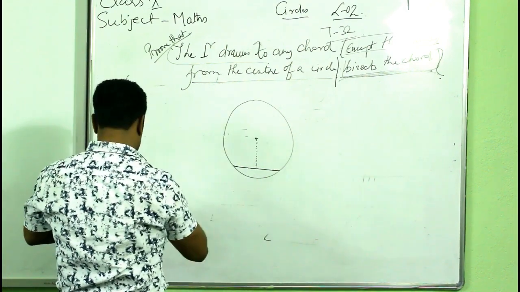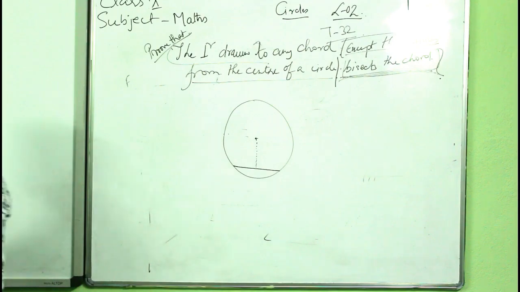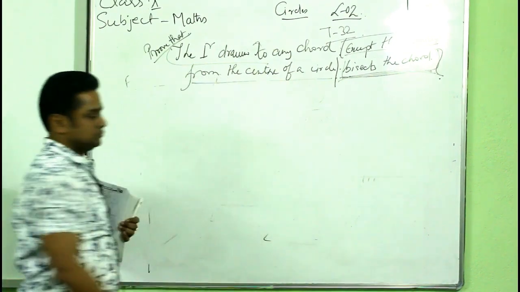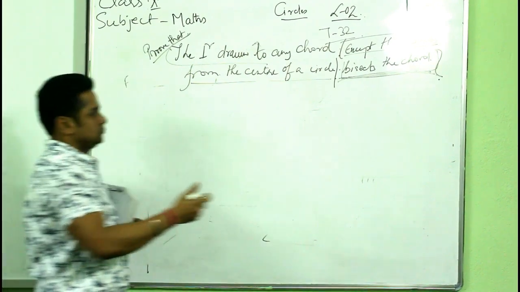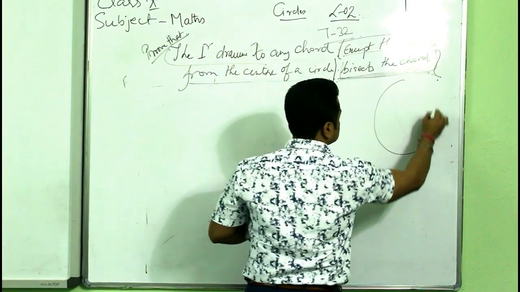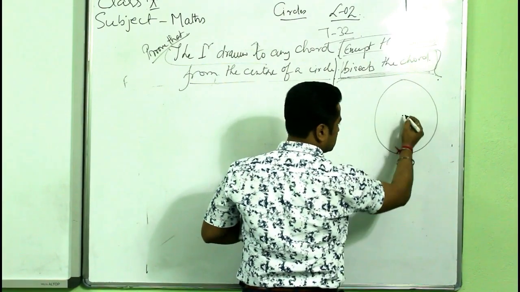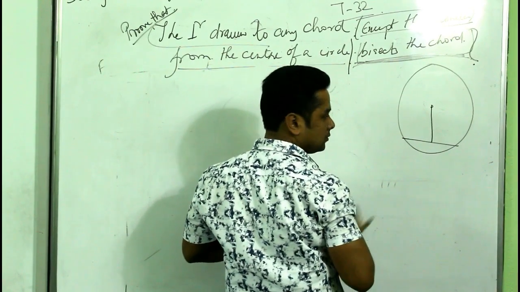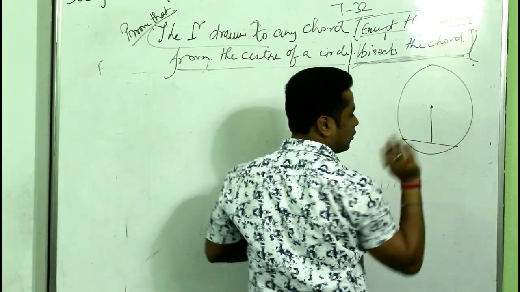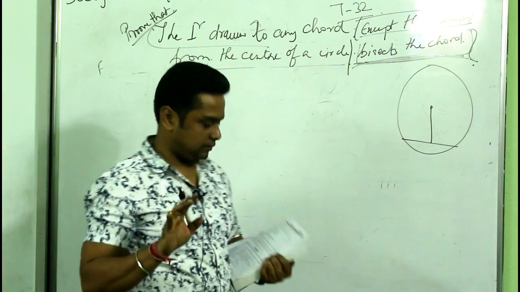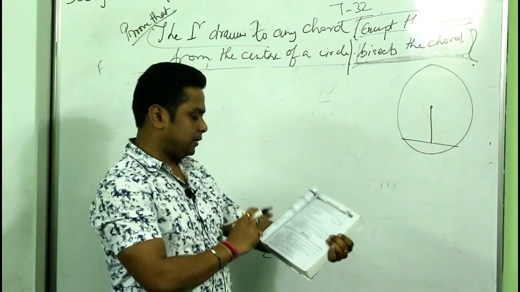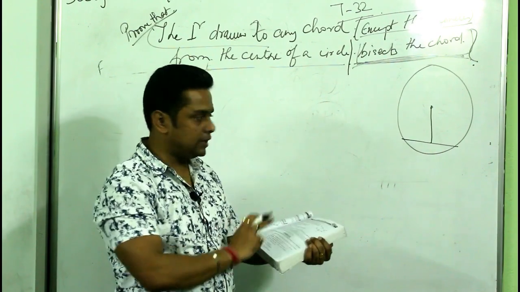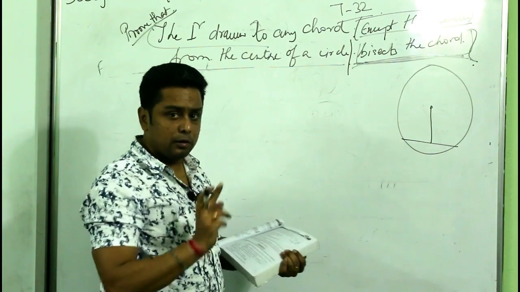I am drawing the circle that side. Center, chord, perpendicular, given, bisect the chord. Understood the question? Okay. Now I will write whatever is given in the book. I will explain in my own words. The figure will be absolutely equal to the book. Open your book and relate it.